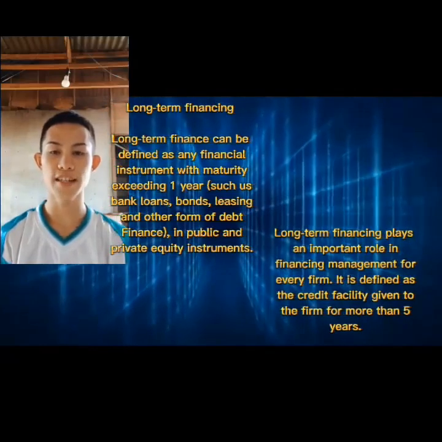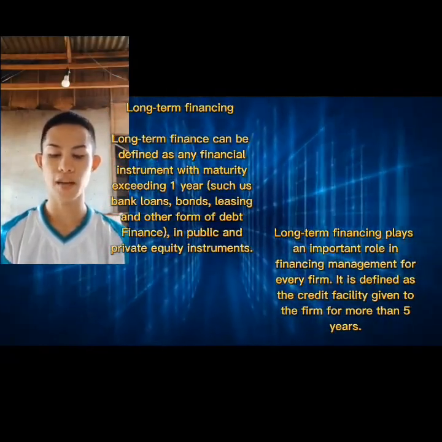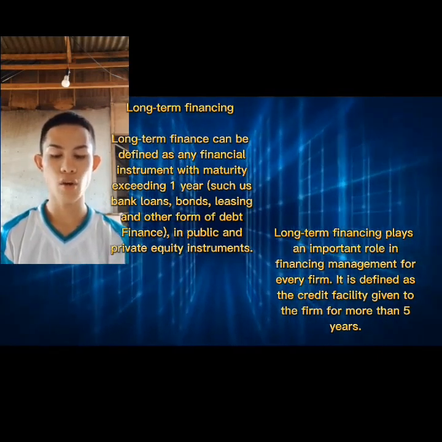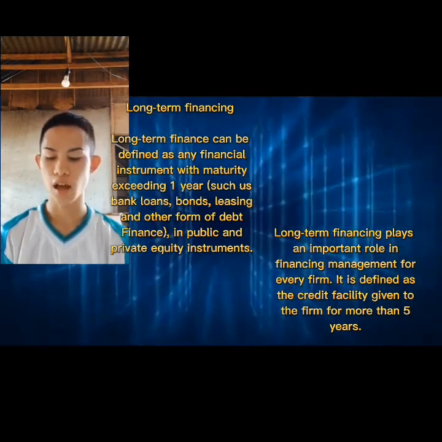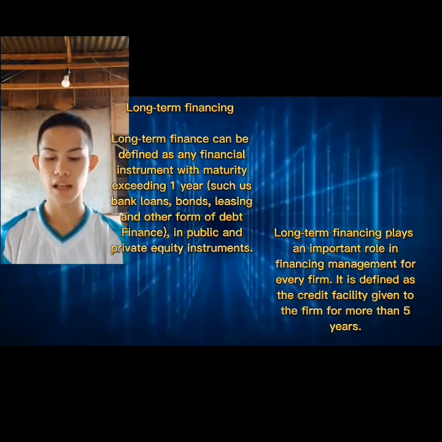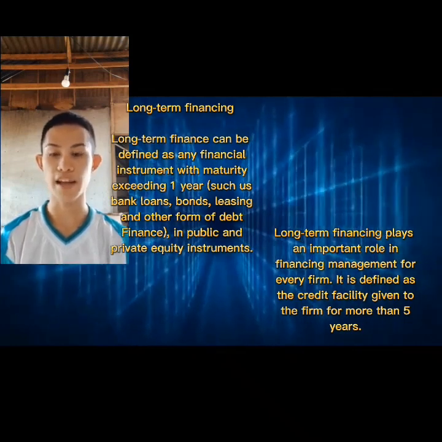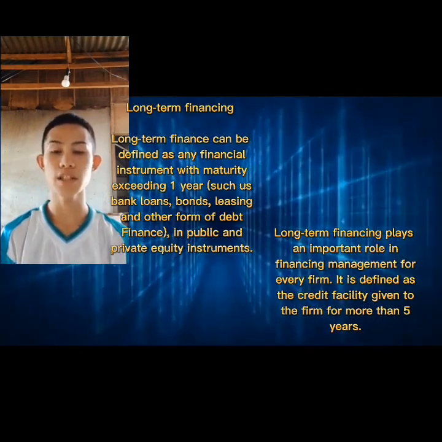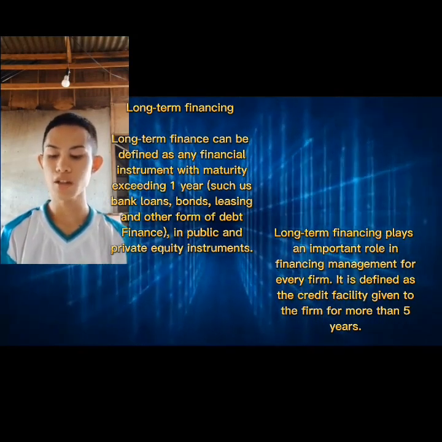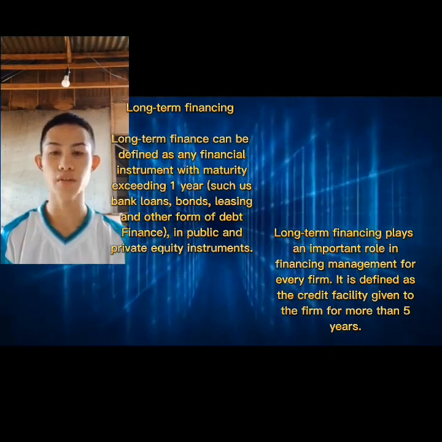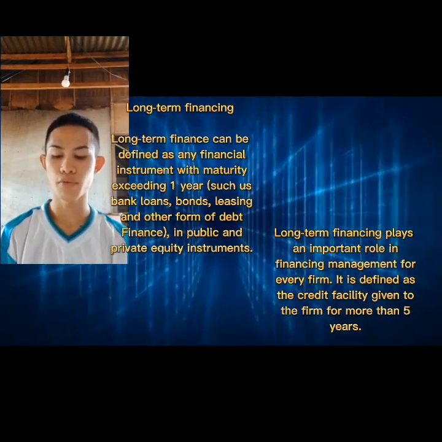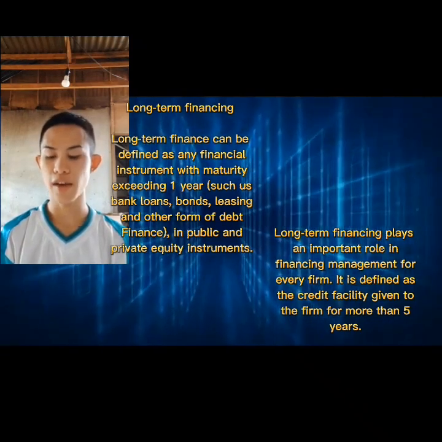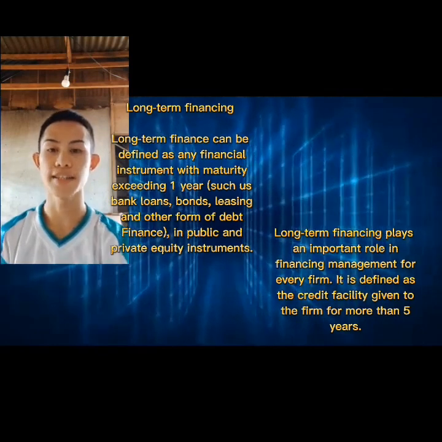What is long-term financing? Long-term finance can be defined as any financial instrument with maturity exceeding 1 year, such as bank loans, bonds, leasing, and other forms of debt finance. And this could be in public and private equity instruments. Long-term financing plays an important role in financing management for every firm. It is defined as the credit facility given to the firm for more than 5 years.